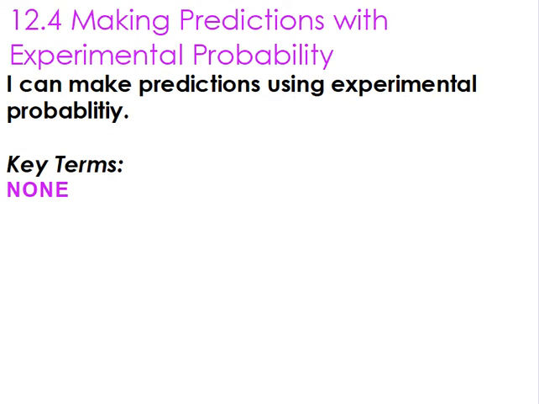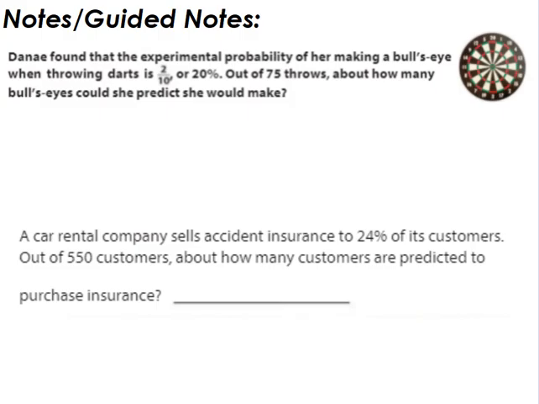So no key terms or anything, but we're going to talk about how to make a prediction once we figure out the experimental probability of something. So let's get to some examples.